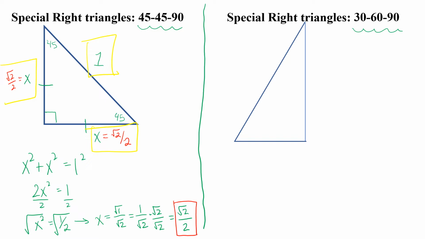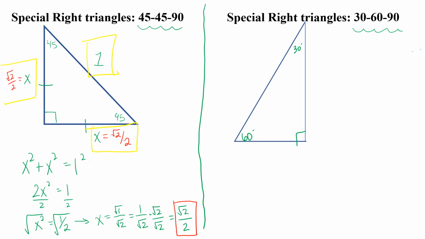Now, let's look at a 30, 60, 90 triangle. That means that we've got a 90-degree angle. This is going to be 60 degrees because it's the bigger angle, and this is going to be 30 degrees because it's a smaller angle. And if you notice, the smaller angle is across from the smaller leg. Now I'll just give you the proof for those of you who want it.